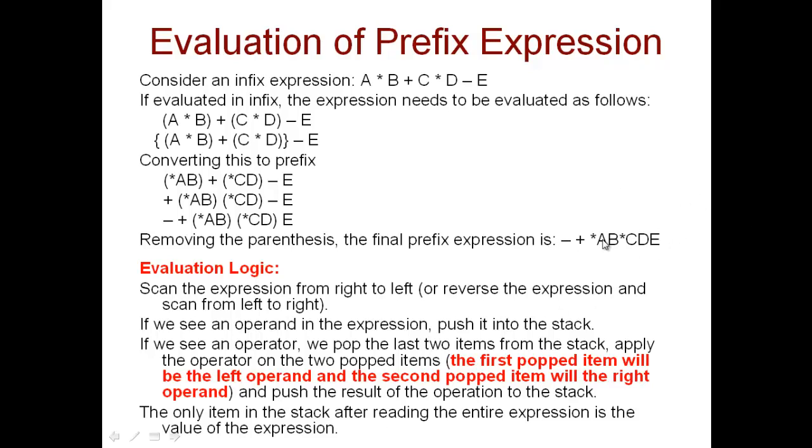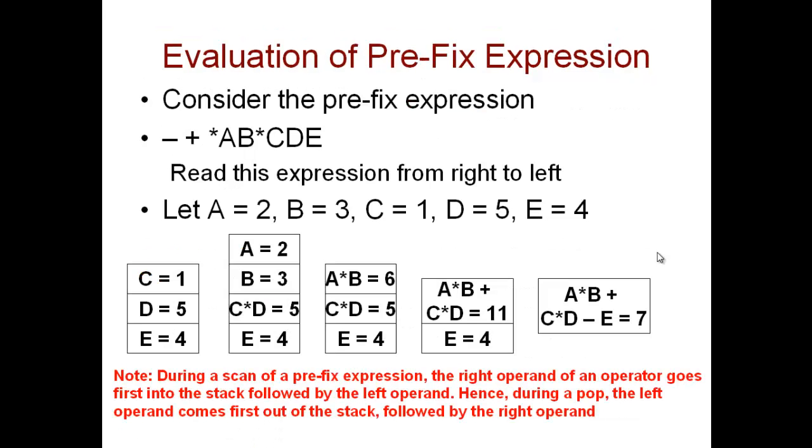Alright, so you encountered E, which is an operand, so you push it to the stack. Then you encountered D, an operand, so push it to the stack. Encountered C, an operand, push it to the stack. Now you encountered an operator, star. Whenever you encounter an operator, the rule is to pop the stack twice. But here, the first pop is the left operand, not the right operand, and the second pop is the right operand. So the first pop is the left operand, which is C, and the second pop is the right operand D. So you are really doing C star D and pushing the result back to the stack.